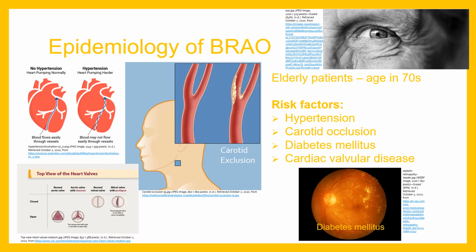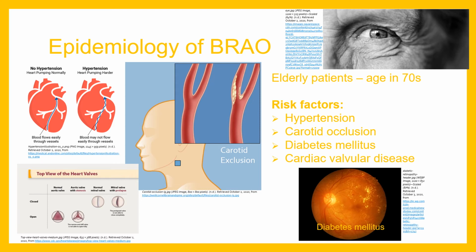So circling back to the BRAO, the reason for the retinal artery occlusion we observed in the previous anatomy slide is because something is occluding it, and it usually comes from the systemic circulation. Elderly patients, especially in their 70s, are at special risk. The other risk factors include hypertension, because it can create turbulence, and also carotid occlusion, whether because the artery is naturally narrower or because the elasticity has been lost.